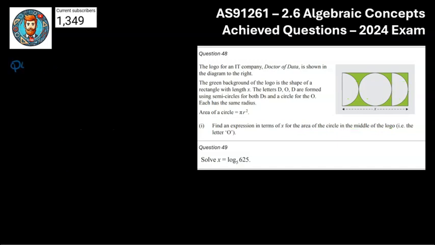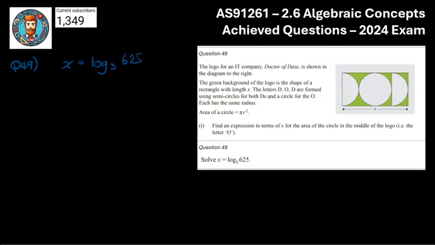Okay, so we're now on to question number 49. And this is just a simple solve a log question type thing. But there's actually 2 different ways to solve this question, so I want to run you through both methods. So let's do option number A up the top here. So we've got x is equal to log with a base of 5 of 625.